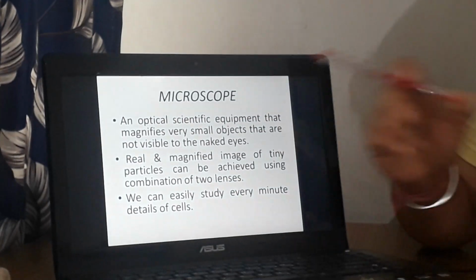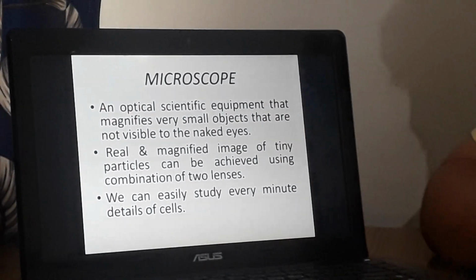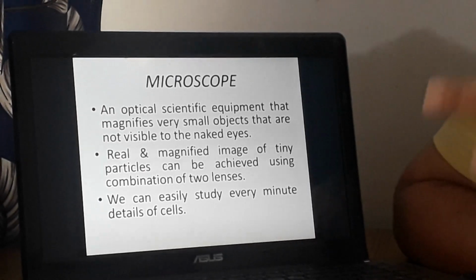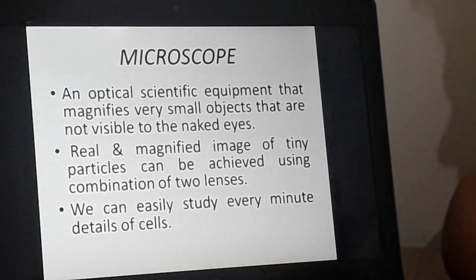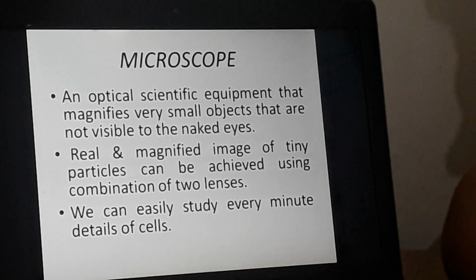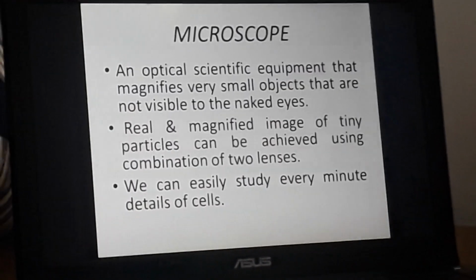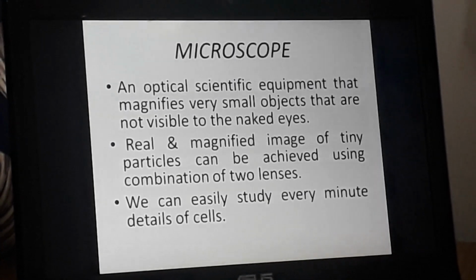It is an optical scientific instrument which magnifies very small objects. As you know, very small objects look big if you observe them under the microscope. So it magnifies very small objects that are not visible to the naked eye. That is the purpose: making things look large when you cannot see them with the naked eye.